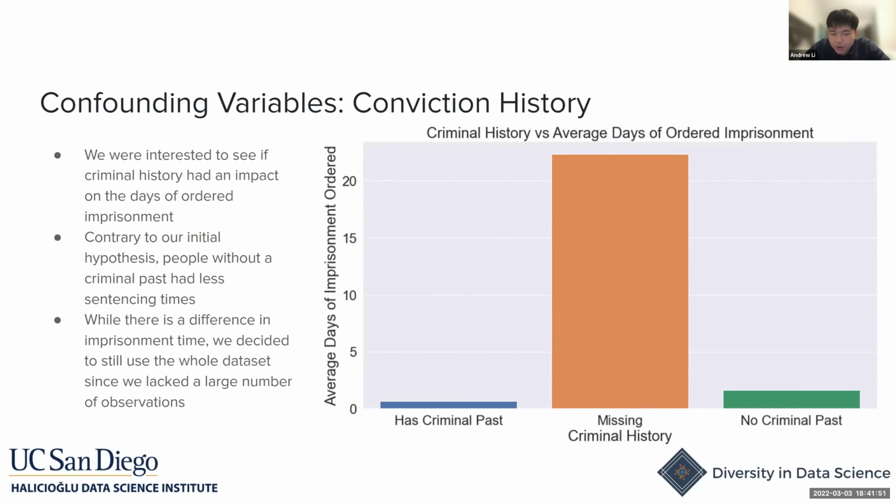So before we began further analysis, we wanted to determine if and to what extent the confounding variables could affect our results. The first variable that we wanted to look into was whether or not the defendant's criminal past had an effect on sentencing time. Our initial hypothesis was that people with a criminal history would get higher sentences. But as you can see from the diagram, the results actually said otherwise, and people with no criminal past ended up having a higher average sentencing time than those with one. But despite this difference, we didn't think it was significant enough to narrow our data set into only those without a past, since we just lacked enough observations.